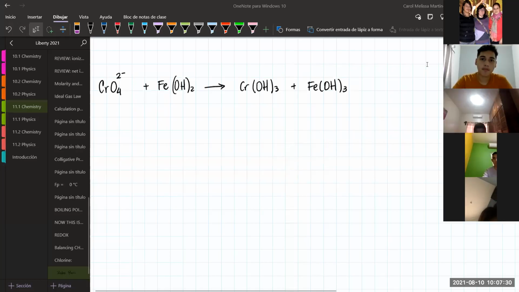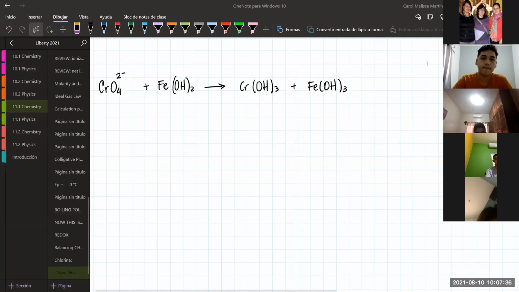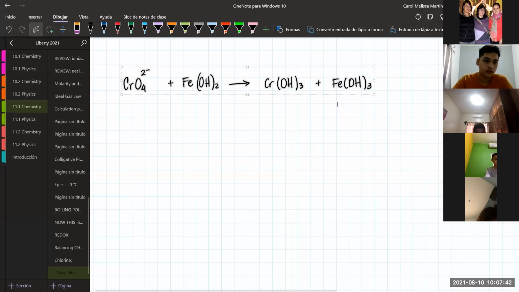Balance the redox equation in basic solution. That's why I called it redox basic. And this is the equation. So what do we have to do in the first place? The first step, which is still mandatory, is to write or find the oxidation state of each substance in the reaction.